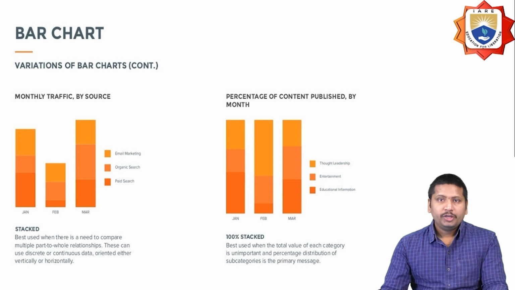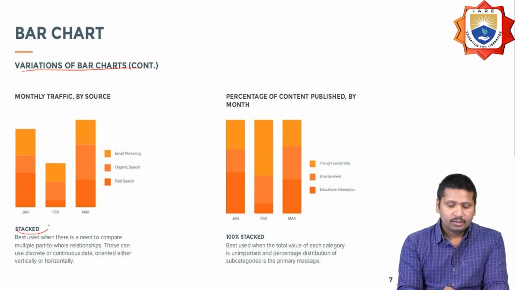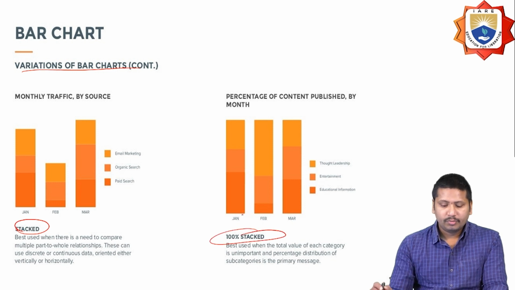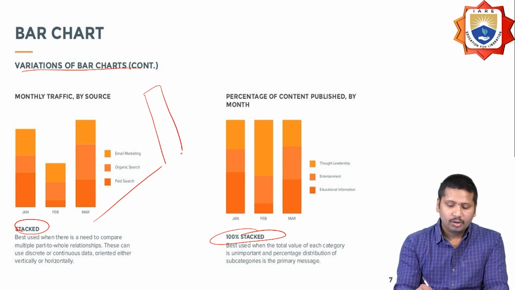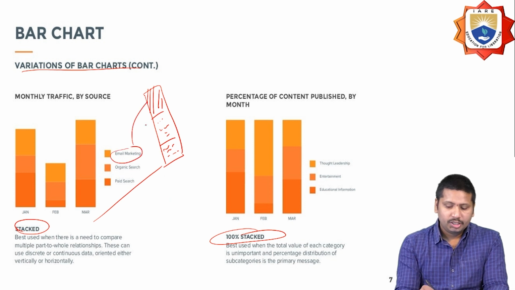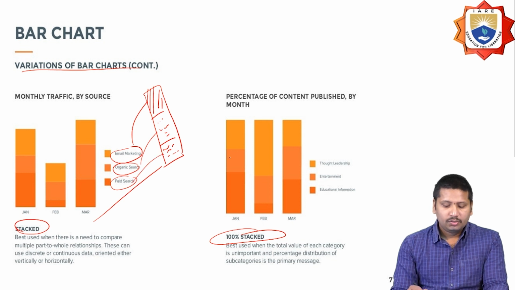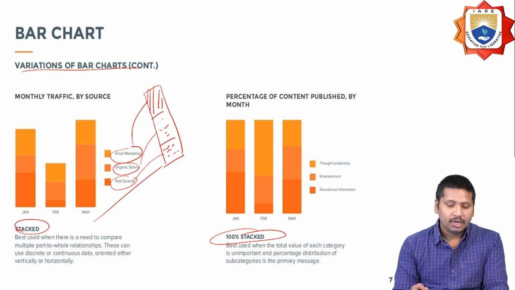So similarly, there should be different variations of bar charts available, like stacked bar chart and 100% stacked bar chart. Stacked bar chart means that within the bar itself I can divide it into different portions, like email marketing, how much it is, organic search, how many it is, and paid search, how many it is. So this type of comparison can also be done in a bar chart.